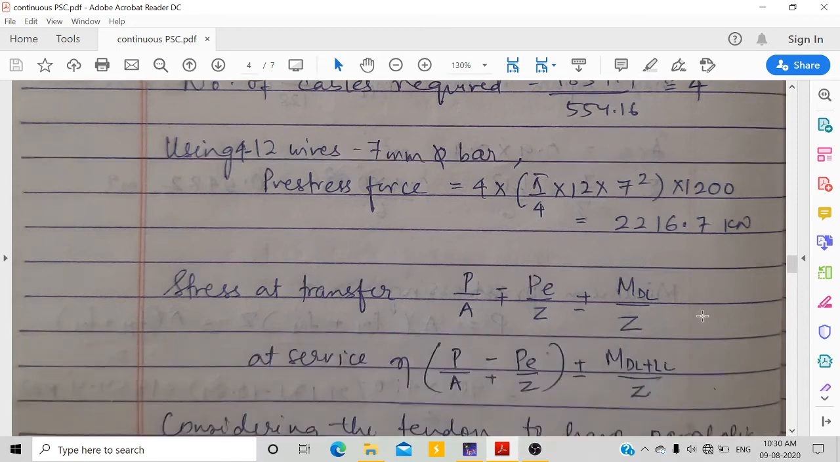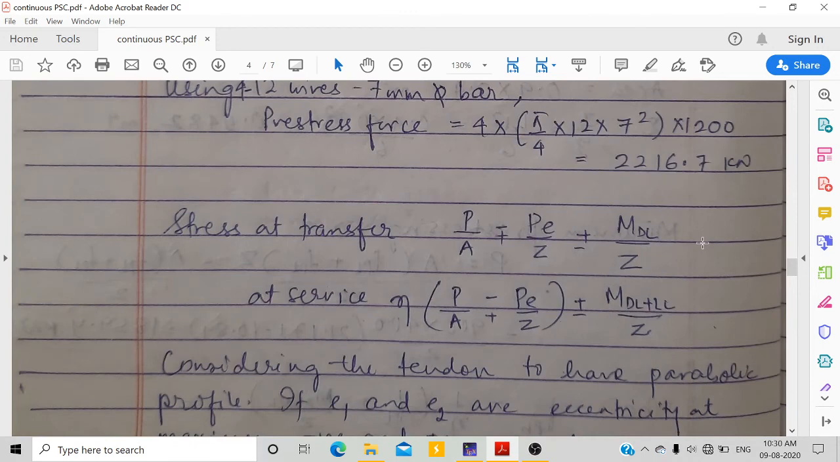Okay. Now the stress at transfer and service is this, where P by A plus minus PE by Z plus minus moment due to dead load by Z. If it is service, so after pre-stress loss, and here at service means live load also will come into picture. That is moment due to dead load plus live load by Z.